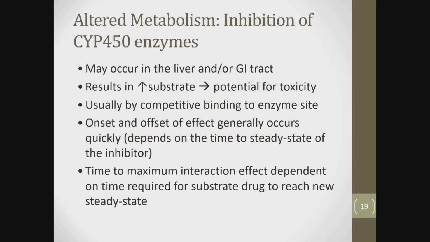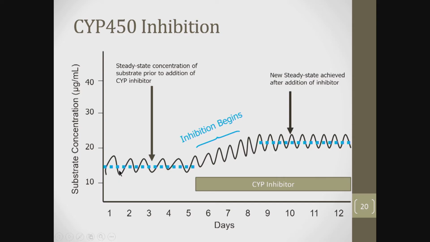So cytochrome P450 enzymes, again, as you've probably learned already, are most prevalent in the liver, but also in the GI tract. And when we inhibit the enzyme, we can get an increase in substrate or victim concentrations, which can result in toxicity. Usually, the inhibition occurs by competition at the enzyme site, and it's generally a quick onset and offset of effect when you add an inhibitor. But the time to the maximum effect really depends on how long it takes for the substrate drug to reach steady state. So if you consider a drug at steady state, these are the plasma concentrations that peak and wane from peak to trough over the course of a day.